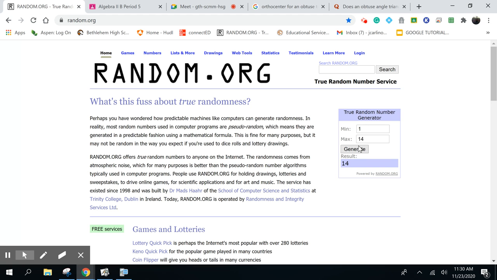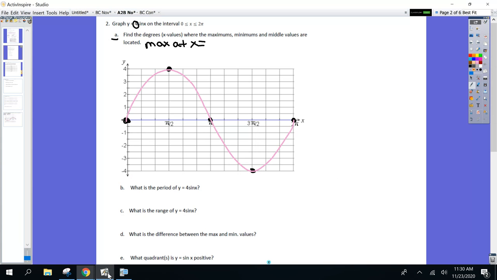Ooh, there we go. I have no idea. And I know I'm missing a couple anyway, so I'll fix it in a second. Why don't you settle down? Go ahead, Eliana. Where did I have max? Good, pi over 2. I had a max. Good, at pi over 2.